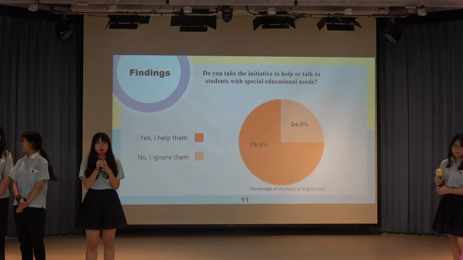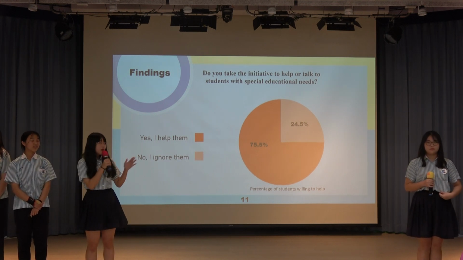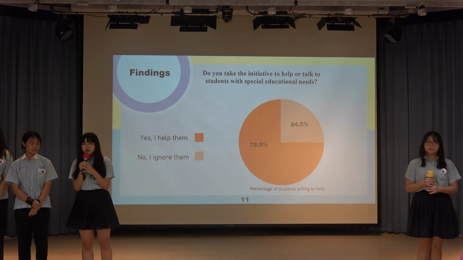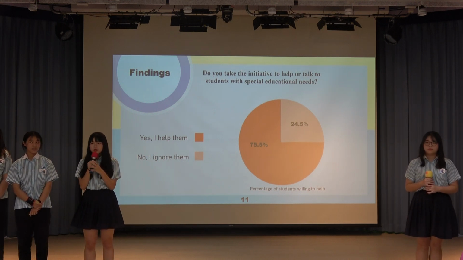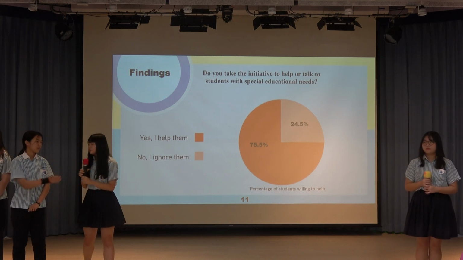Fourth, when students with special educational needs need help, will you choose to help them or ignore them? From this question, it can be found most students will take the initiative to give a helping hand when they see those special students need help. Only a small number of people choose to ignore them.